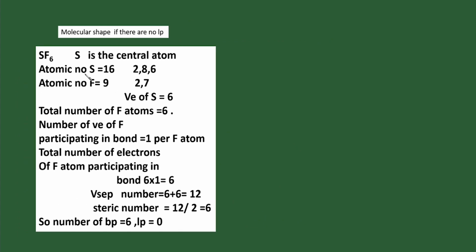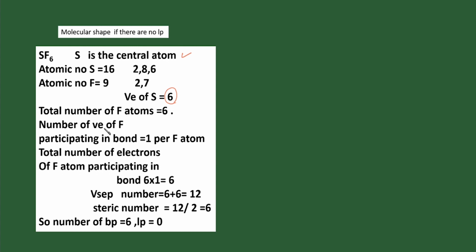The first step is the central atom. Sulfur is the central atom. We have to find the valence electrons. So atomic number of sulfur is 16. Electron configuration is 2, 8, 6. So valence electrons of sulfur is 6. Atoms attached are fluorine. Atomic number of fluorine is 9. Electron configuration is 2, 7. So the valence electron is 7. Total number of fluorine atoms is 6.